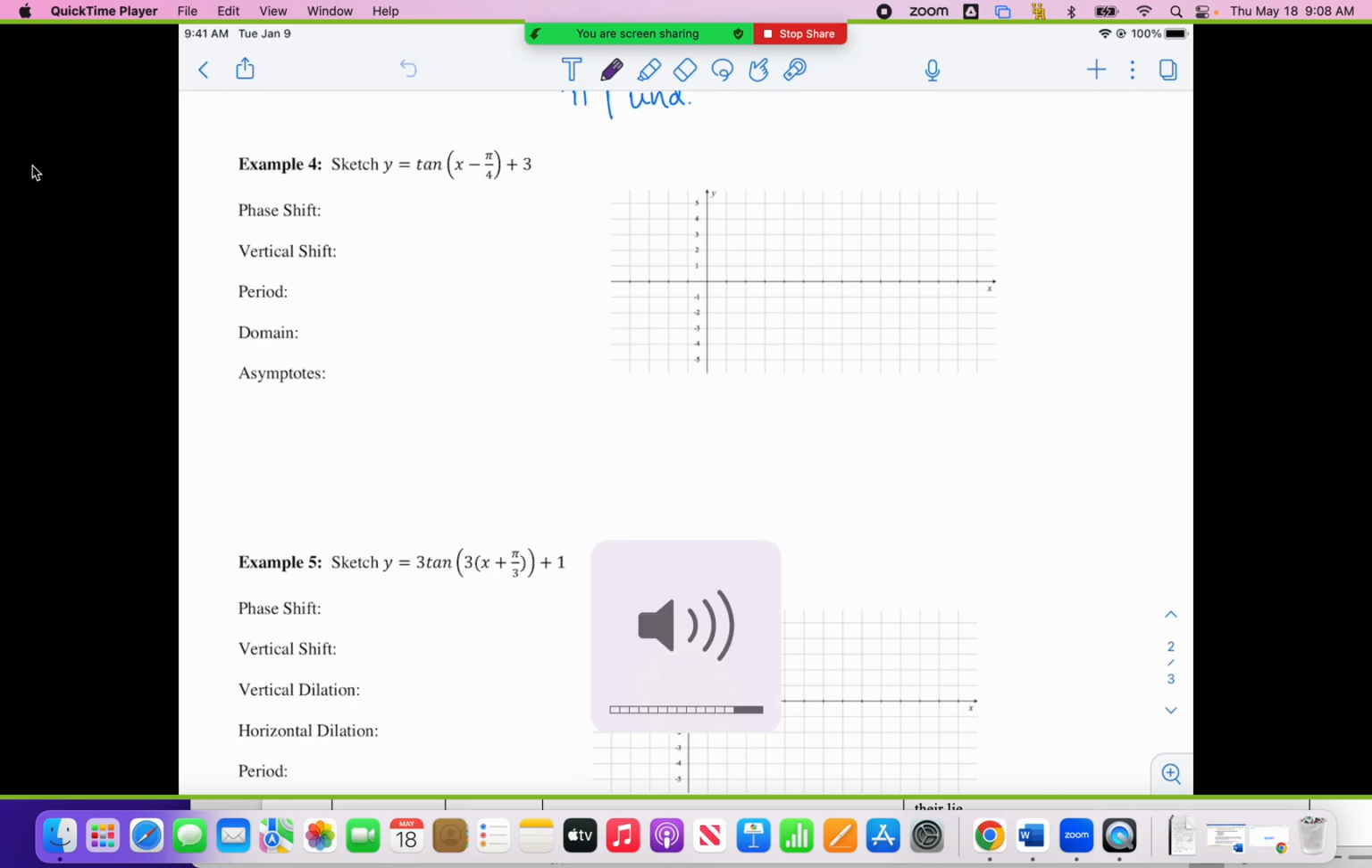All right, here we go. So, in example 4, if I have sketch y equals tangent of x minus pi over 4, plus 3. Looking at this, I'm doing a phase shift and a vertical shift. Take a moment and see if you can identify from the equation the phase shift and the vertical shift.